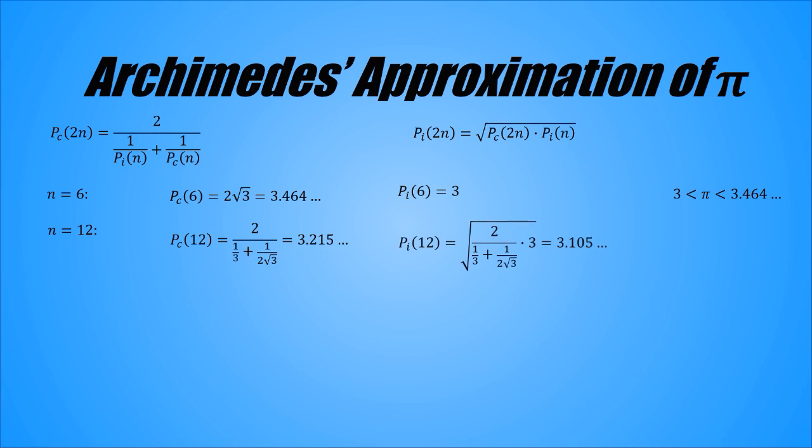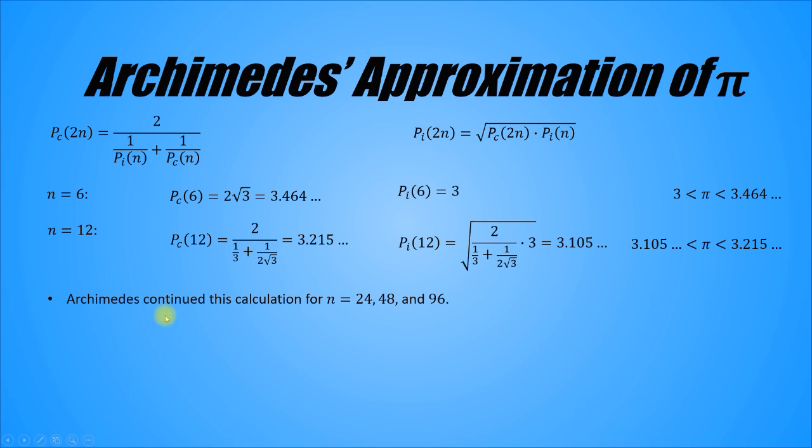And according to this formula, pi of 12 is the square root of pc of 12 times pi of 6. All right, so here's pc of 12, here's pi of 6. If you work that out, you get 3.105. And that puts these bounds on pi. So 3.105 to 3.215. And notice how we're tightening up the interval that pi is trapped in. So increasing n gives us better and better approximations of pi.